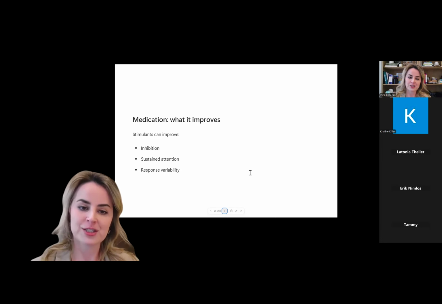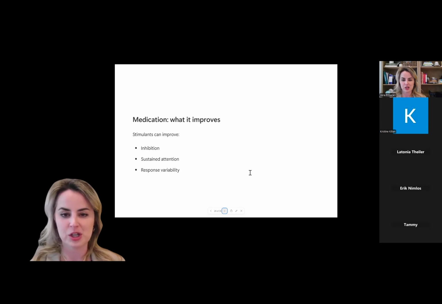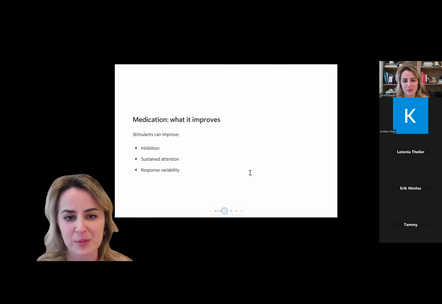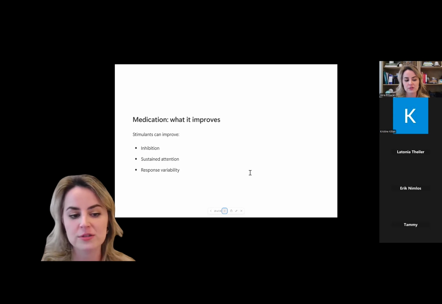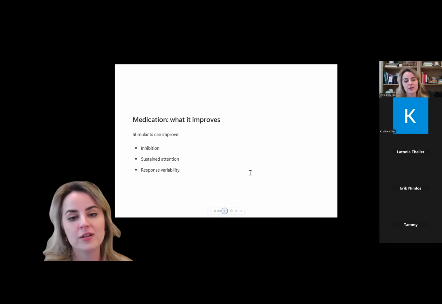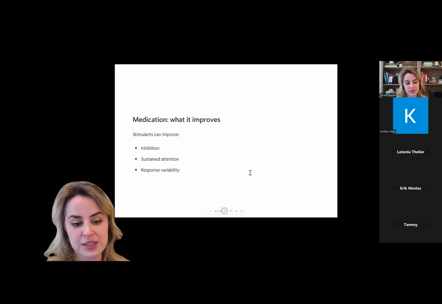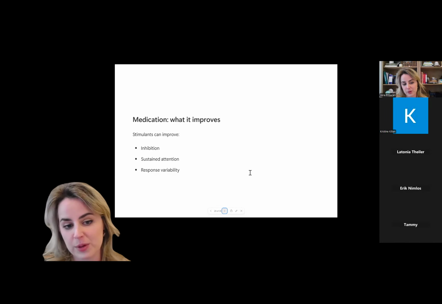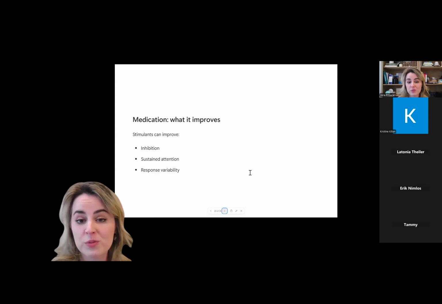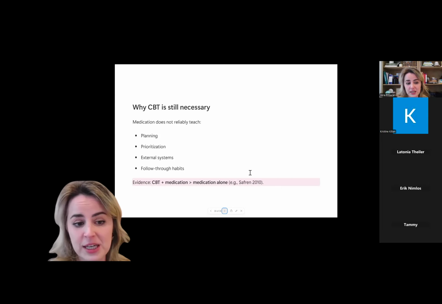Now, as a psychiatrist, what I do is medication management. So, should we just totally forget about medications? Not at all. No. Stimulants for ADHD can improve a lot of the ADHD symptoms. Inhibition, they can improve sustained attention, like the hyperactivity, sustained focus, and response variability. But that's not the full picture. Why do we still need CBT?